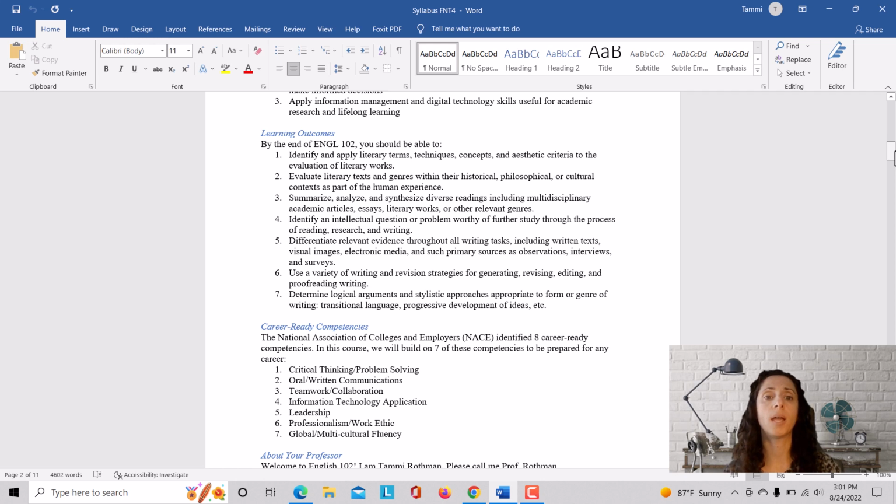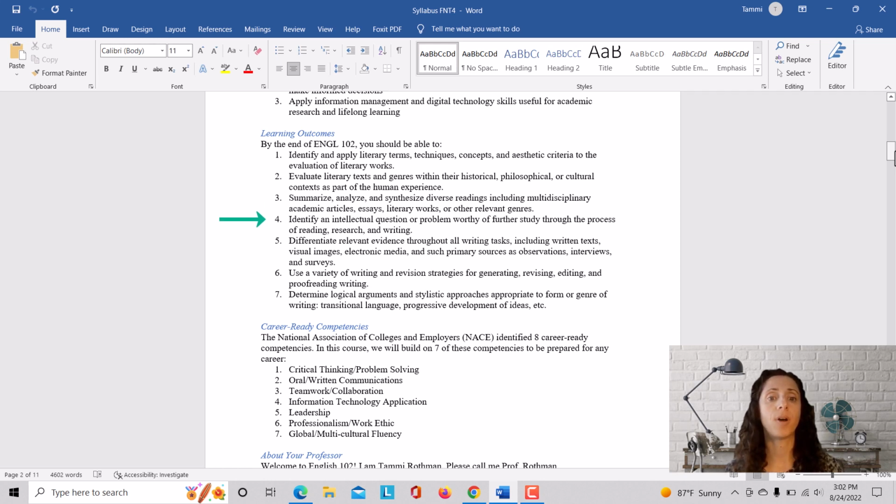So by the end of English 102, you should be able to do these 7 things. 1, identify and apply literary terms, techniques, concepts, and aesthetic criteria to the evaluation of literary works. 2, evaluate literary texts and genres within their historical, philosophical, or cultural context as part of the human experience. 3, summarize, analyze, and synthesize diverse readings, including multidisciplinary academic articles, essays, literary works, or other relevant genres.